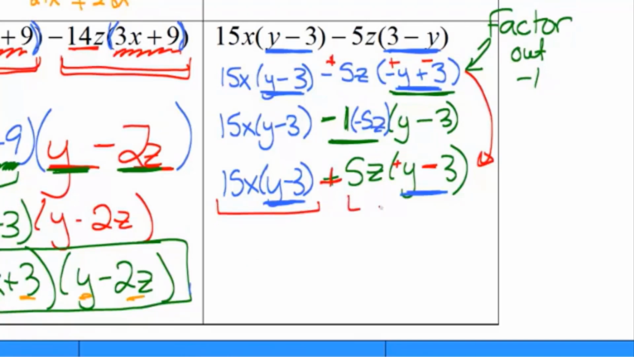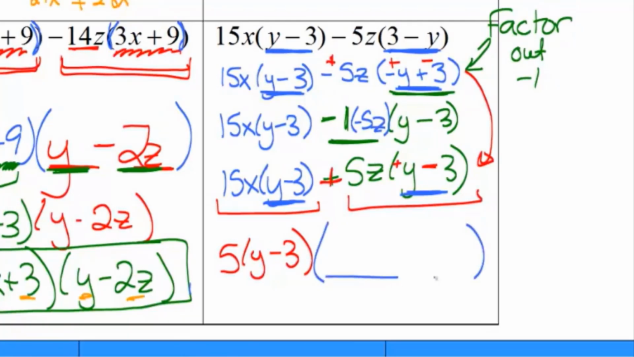I have two very long terms, and what do you see common in both of them? Well, in the 15x and the 5z, I can see a 5 common. In the y minus 3 and the y minus 3, now they're exactly the same, and they are common. I started with two terms, so I need to have two terms left inside my parentheses.